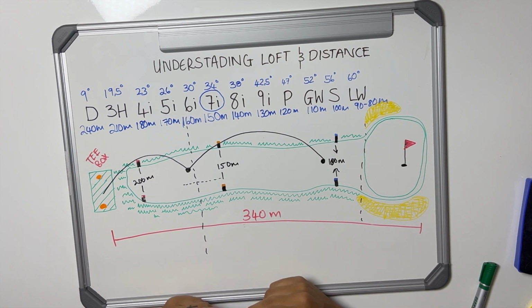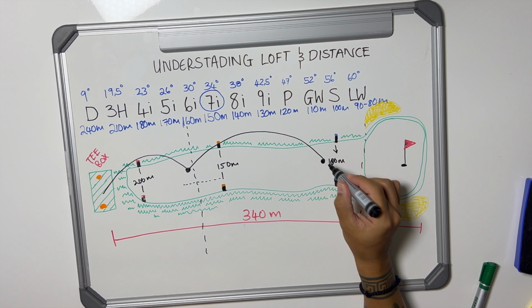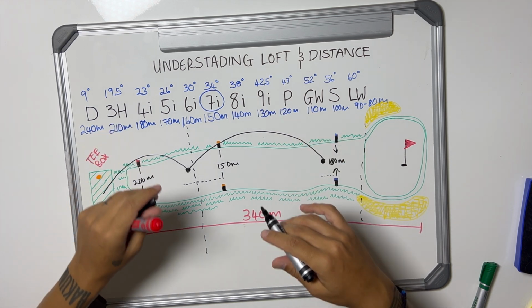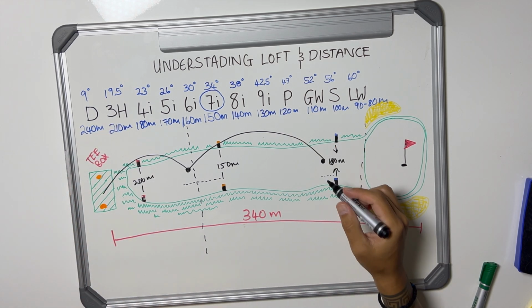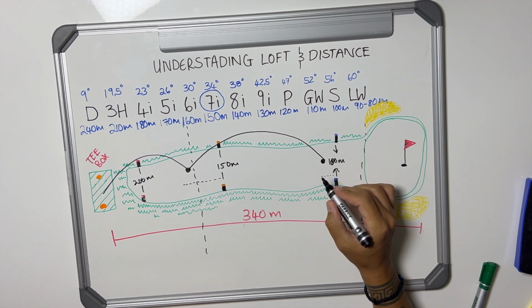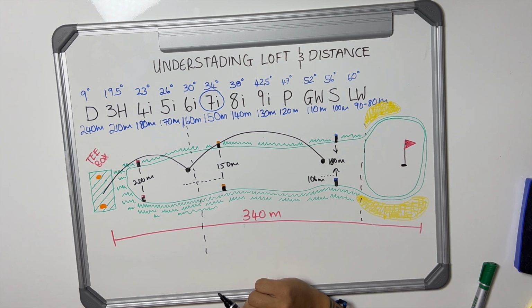Now what club do I use? I do the same exercise what I did over there. So what I do is go to the 100-meter marker. 1, 2, 3, 4, 5. I walk my steps out. My steps are around a meter. And then say 1, 2, 3, 4, 5, 6. That's 106 meters left to the front of the green, right?